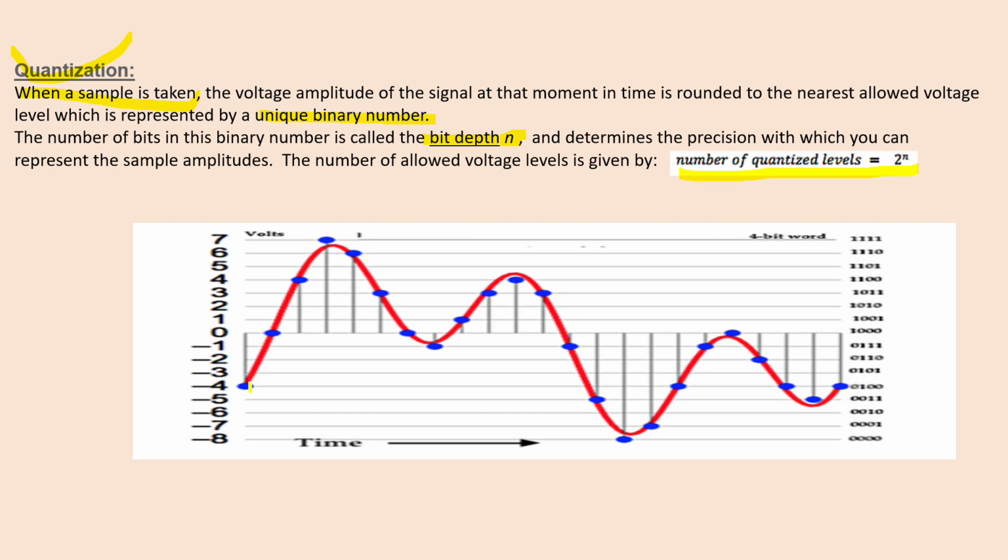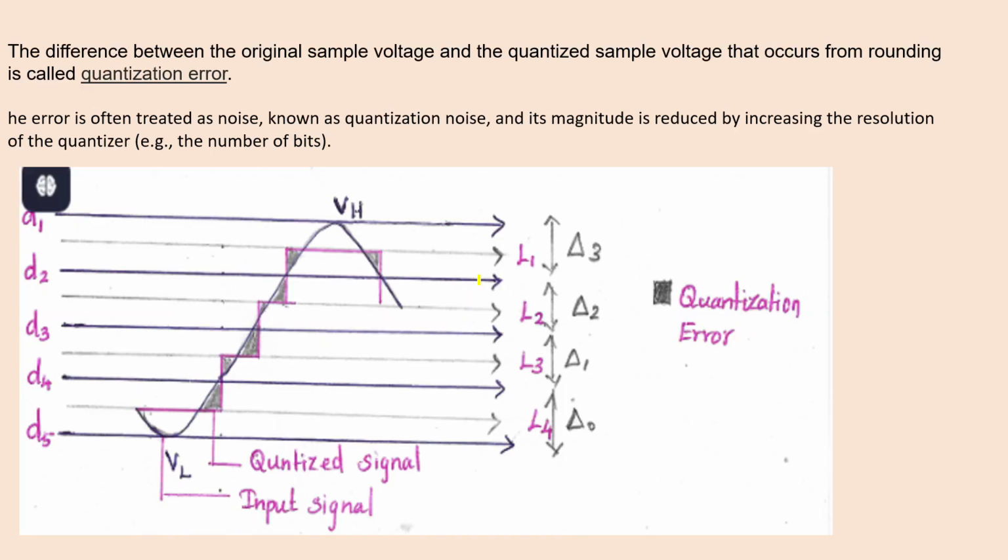How does depth matter? If the depth is more, there is better quality, the precision is better. We will discuss later what the bit effect is. The difference between the original sample voltage and the quantized sample voltage, which occurs due to the rounded figure, is called the quantization error. There is always error when we do quantization.